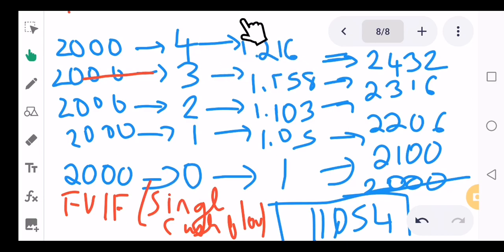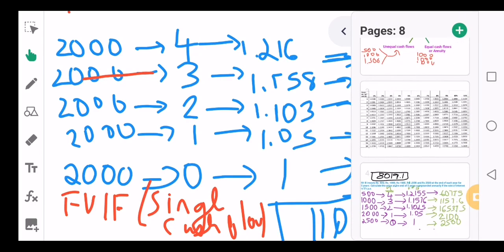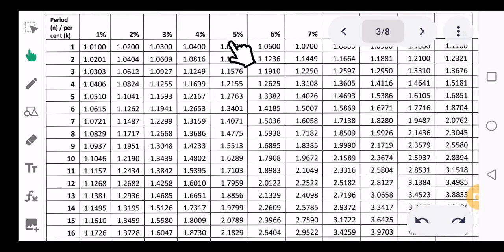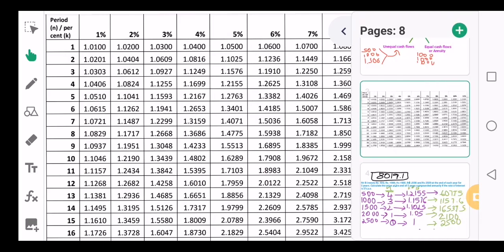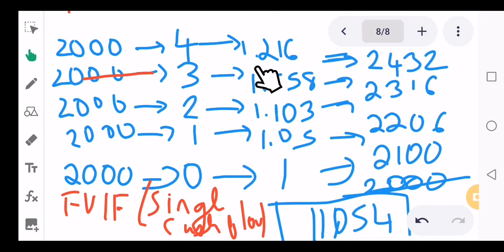We found all these values through the single flow table. Which table is it? The table is future value interest factor for single cash flows. That is the initial table that I showed you. 5% for 4 years is this much, for 3 years this much, 2 years this much, 1 year this much. I have rounded off everything, that's why you can see 3 decimal places.